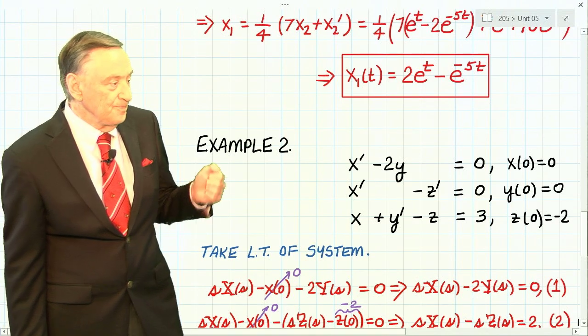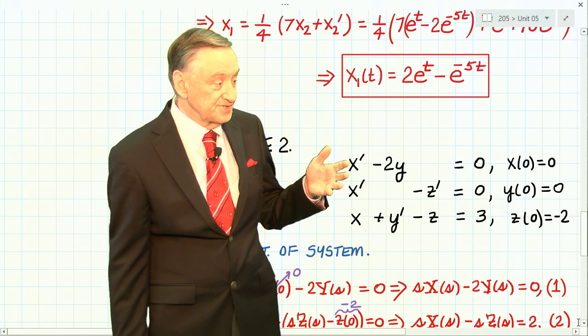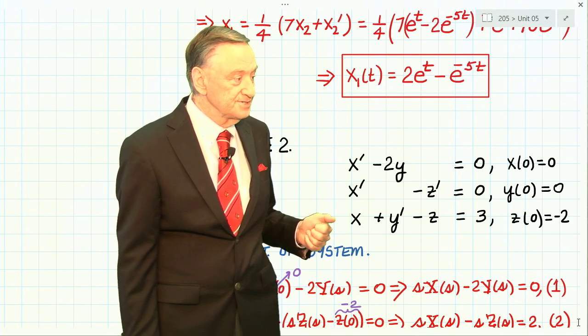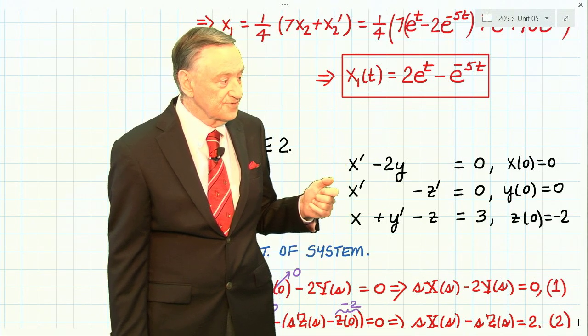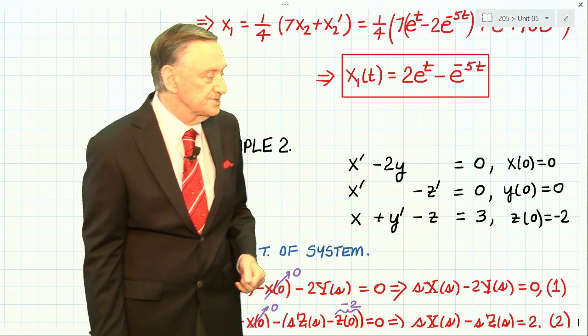In the second example, we have x, y, and z. We have a system of three differential equations. First order x, first order y, and first order z. We have three initial conditions.